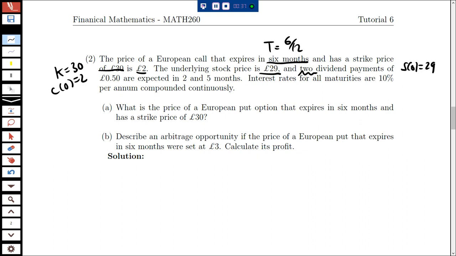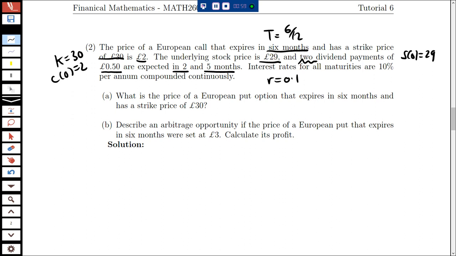Okay, so we don't have the usual setup of just a portfolio with a strike. We now need to factor in some dividends. The dividends are 50p in 2 and 5 months. Interest rates are 10% and they're continuous, making life quite simple. What is the price of a European put option?